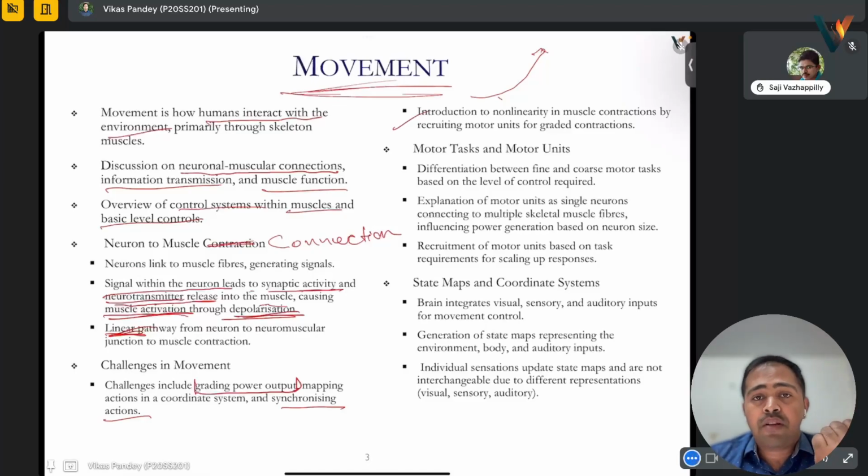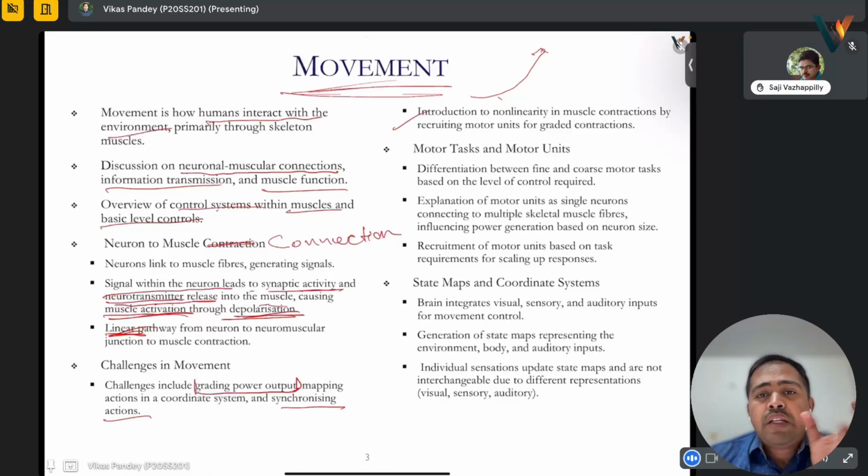Another thing is motor task and motor unit. Here we ask how to differentiate between fine and coarse motor tasks. We have very small movements, like movement near the eye or inside the ear, fine movements like that, to coarse motor tasks like hitting something or stretching our hand.